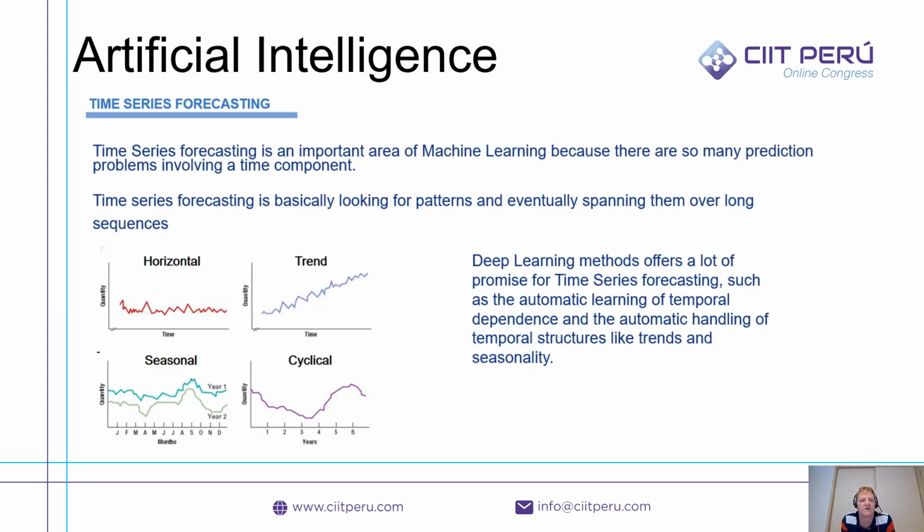So time series forecasting is an important area of machine learning because there are so many prediction problems that involve a time component. Time series forecasting looks for patterns and eventually spans them over longer sequences, so it's ideal for identifying these different usage traits such as seasonal, etc.